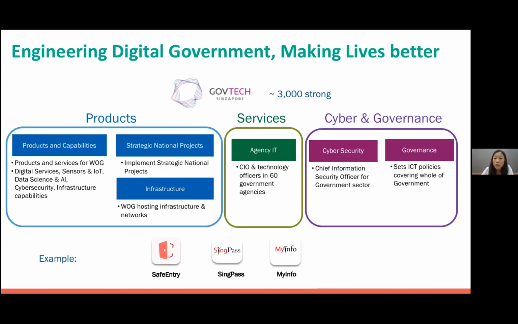GovTech is about 3,000 strong now, and our work can be broadly classified into three areas: products, services, cybersecurity and governance. So under the product team, we have over 700 developers who implement products for whole of government and develop strategic national projects. We also have capability centers in the area of digital services, sensors and IoT, data science and AI, cybersecurity and infrastructure. The product team also manages the whole of government infrastructure from our move to commercial cloud to data centers to insurance of devices for all public offices.